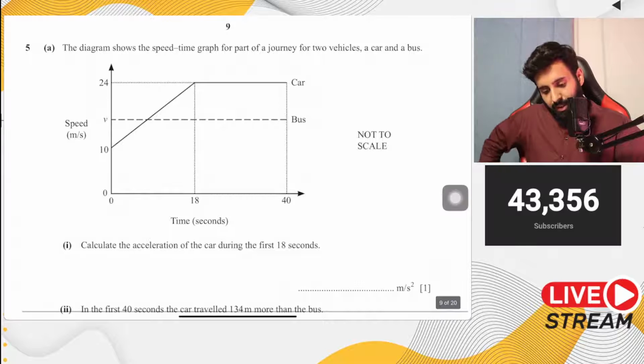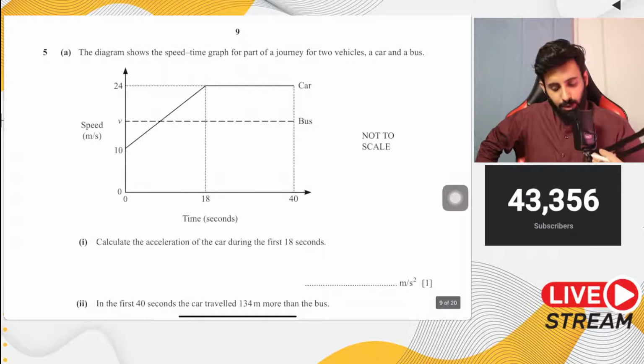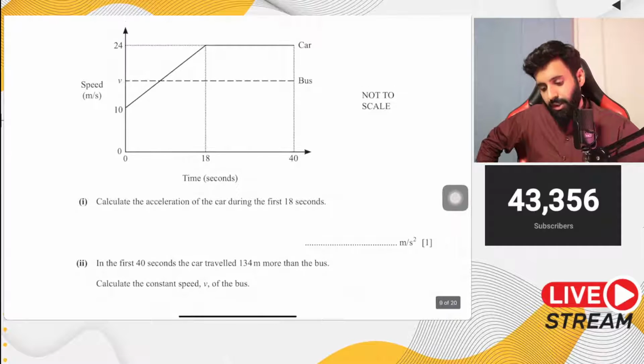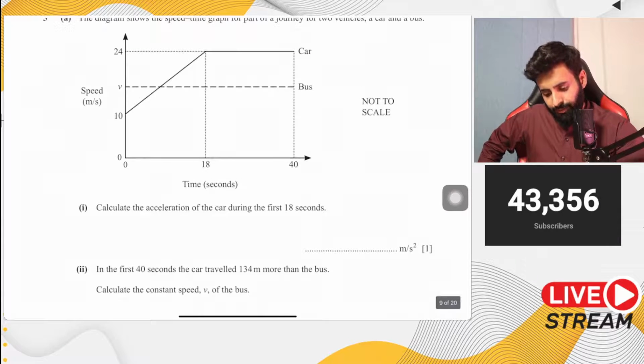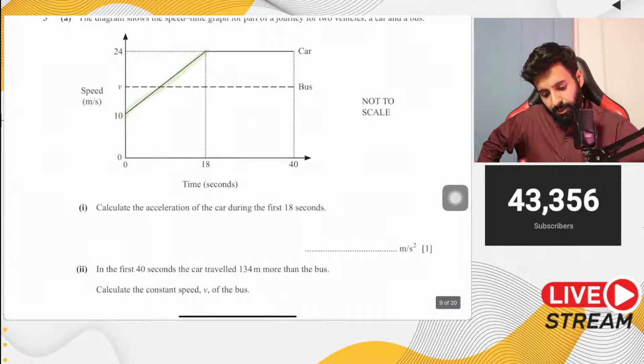So this question says the diagram shows the speed time graph for part of a journey for two vehicles, a car and a bus. Calculate the acceleration of the car during the first 18 seconds. How do we calculate the acceleration? Change in speed over change in time, or you can do that by finding the gradient, which is essentially the same thing. All right, so 0, 10 and 18, 24.